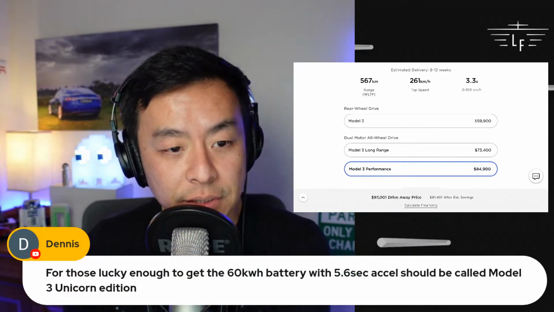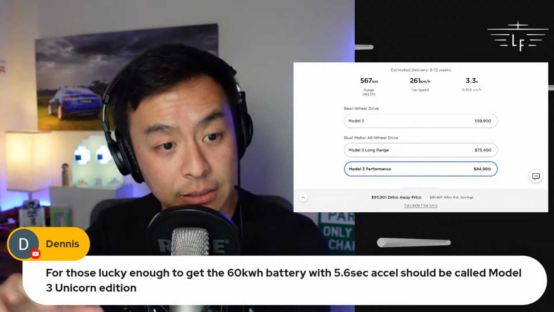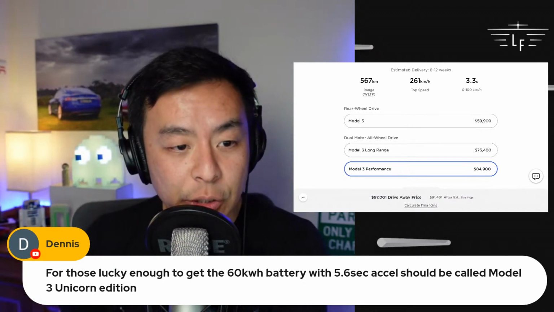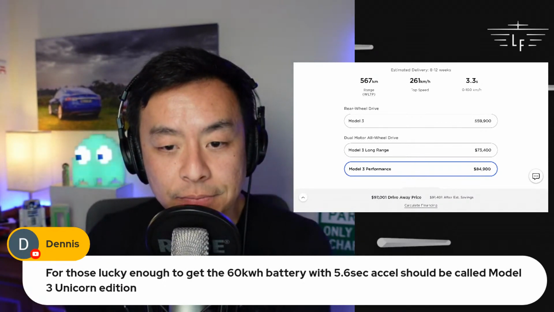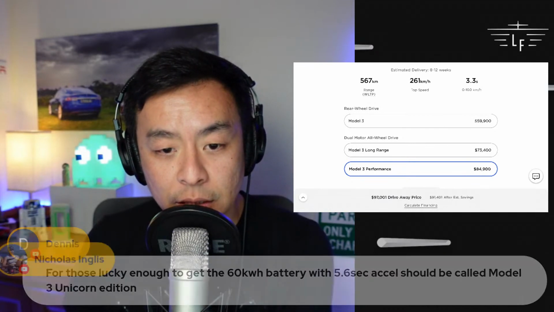For those lucky enough to get the 60 kilowatt hour battery with 5.6 acceleration, which is people getting it this quarter, should be called Model 3 Unicorn Edition. UE. Unicorn. Yeah. There should be unicorn colors too, with rainbow stripes.